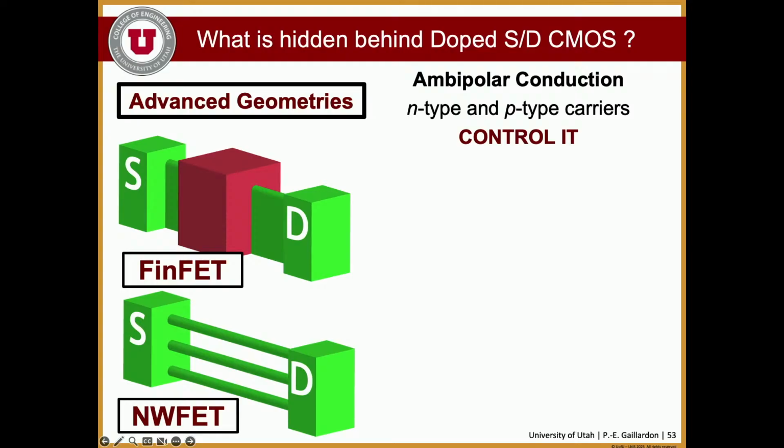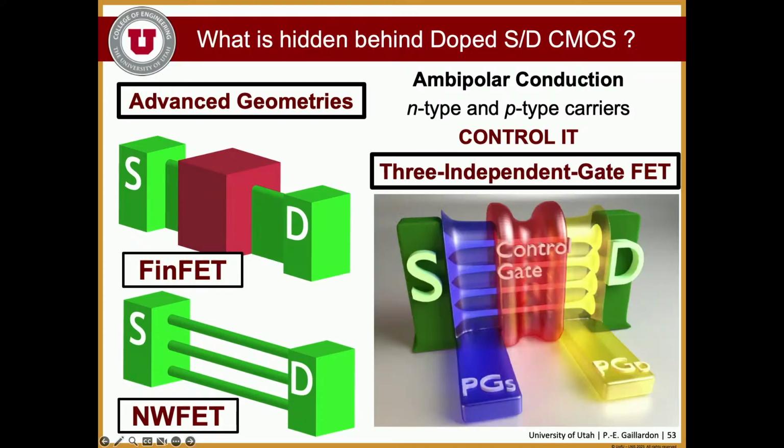instead of killing that ambipolar behavior, can we control it? Can we rely on that? Can we use that? And we came up with multi-independent gate structures. So now we're going to use electrostatic doping in additional gates to control the doping level inside of these different regions and change the conduction of the device.